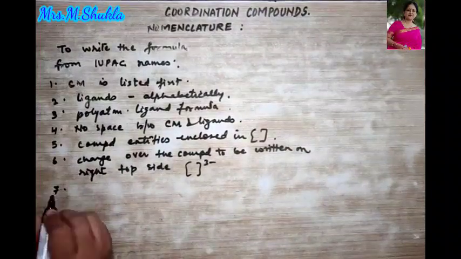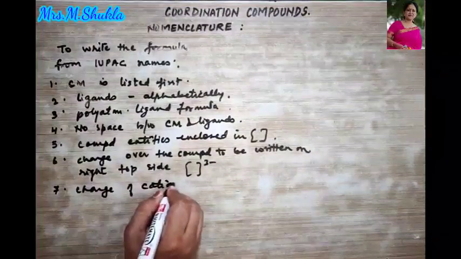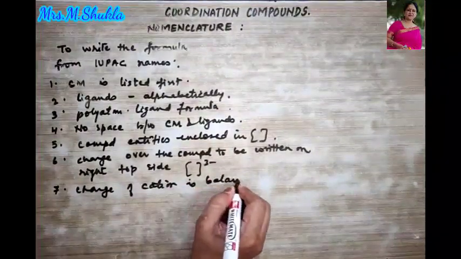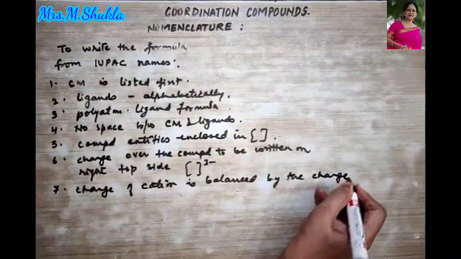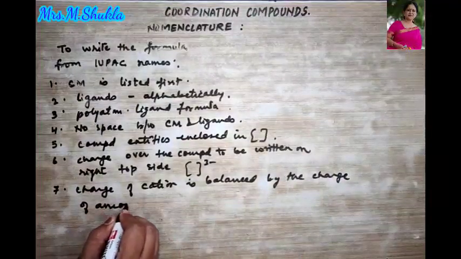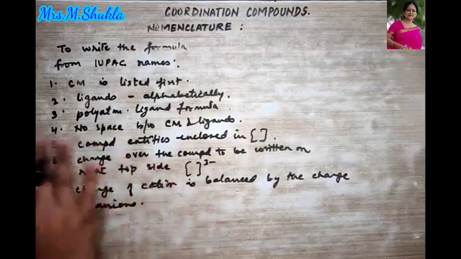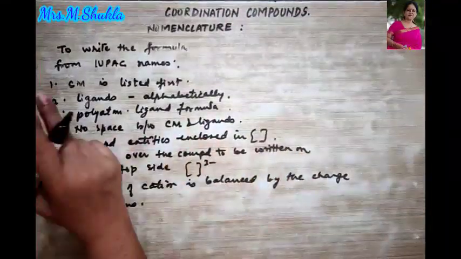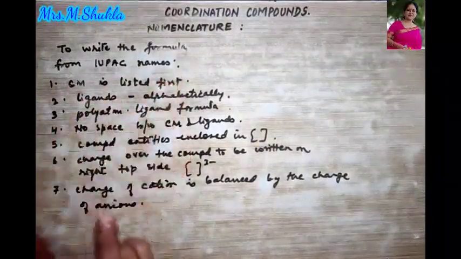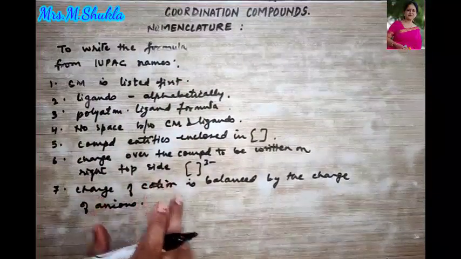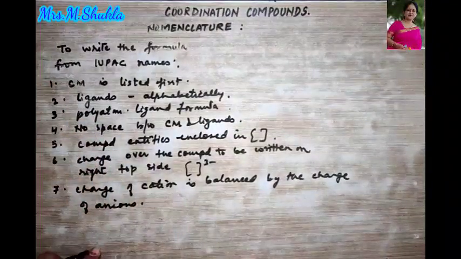The seventh point is that the charge of the cation is then balanced by the charge of the anions. Okay, so these were some of the steps to write down the formula if an IUPAC name is given to you. Just now what were we doing? We were given the formula and we were writing down the IUPAC names. Now here the IUPAC name will be given to you and you have to write down the formula. So these are the steps that you have to follow.